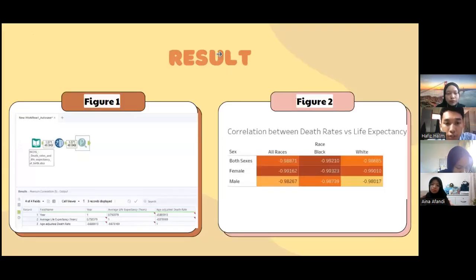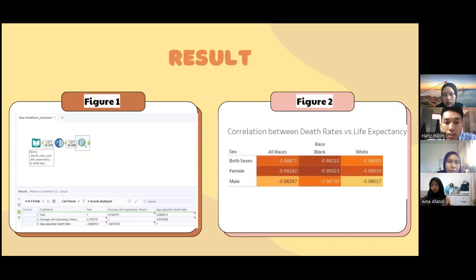Okay, so for the result, in this figure 1, as you can see, this is the correlation matrix. There is a strong negative correlation between life expectancy and death rate, which is negative 0.878169. The closer the value approaches 1, the stronger the correlation. Next, the value 1 indicates a perfectly positive linear correlation, as it is just the same two variables.